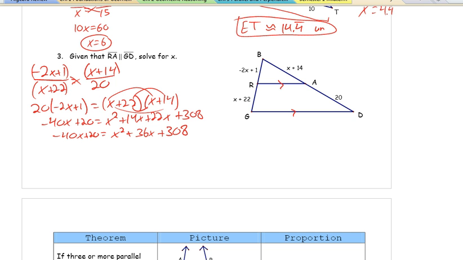You see an x squared and an x, that means get everything to one side. So plus 40x minus 20. So you have 0 equals x squared plus 76x, 308 minus 20 is going to give you 288. Oops, there needs to be a little plus in there. So we have some bigger looking numbers here, that's okay. We're going to have to factor, so you might have to play with some numbers on your calculator.